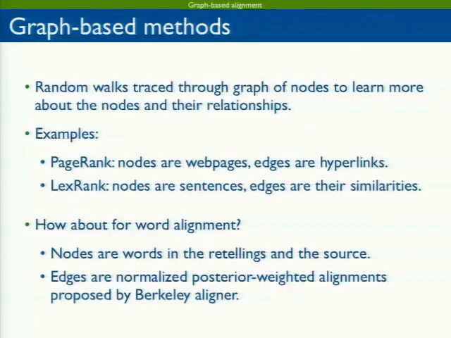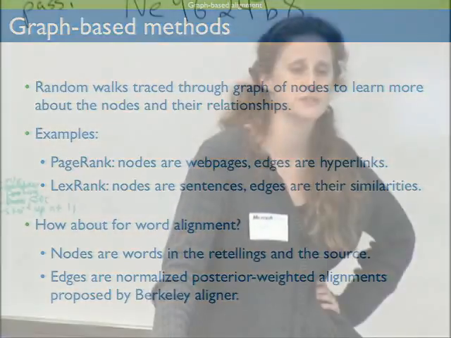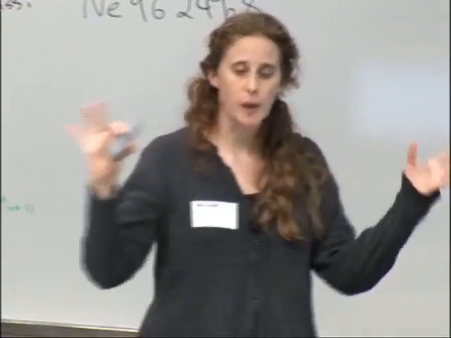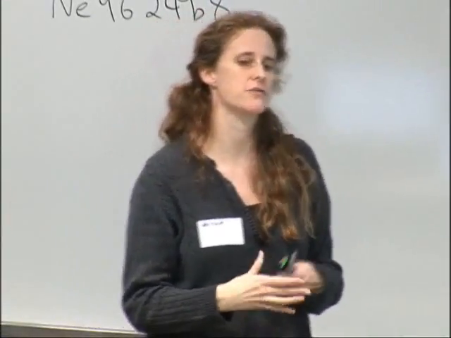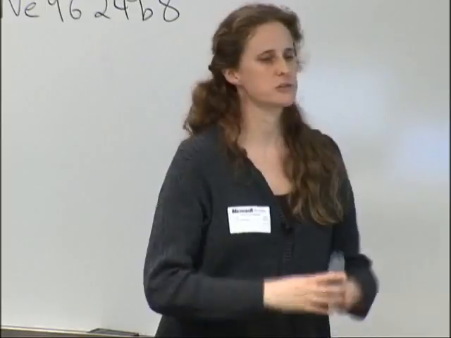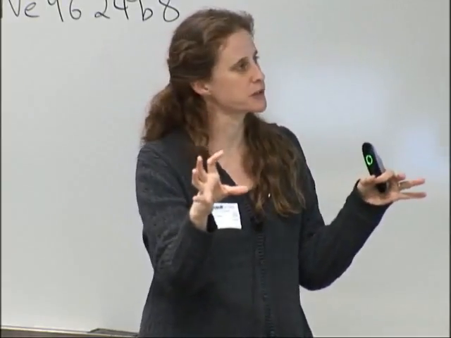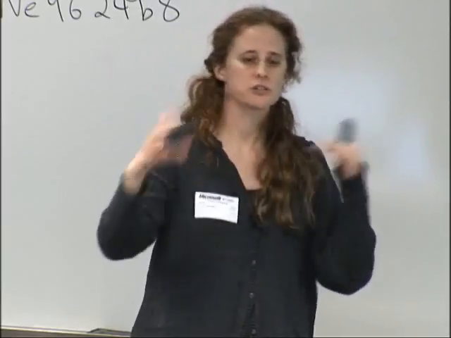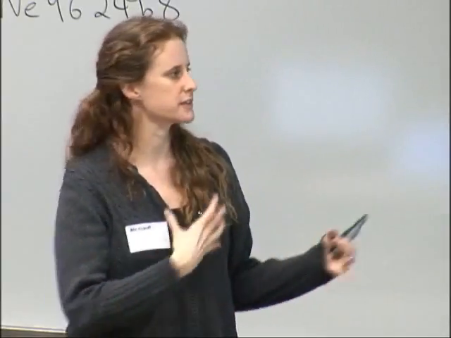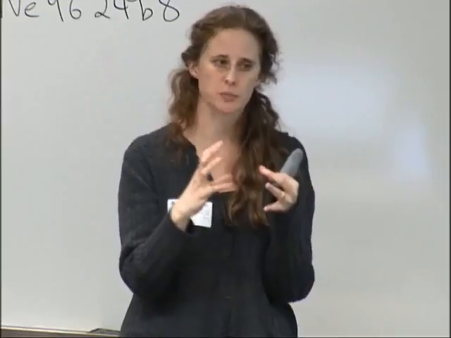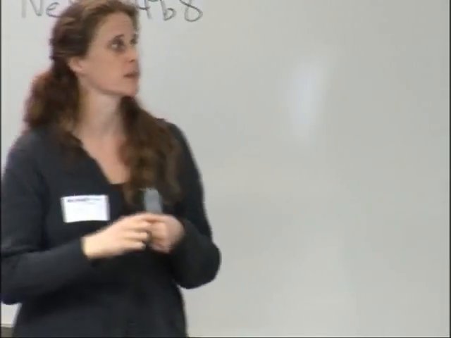So the idea we had was to use a graph-based method that uses random walks on graphs. So you probably all know about PageRank, Google's way of ranking web pages. And it has to do with you build this graph, and the nodes are web pages, and the edges are the hyperlinks between those web pages. And if you were to just walk around on the graph you created like that, the nodes that you end up on would be the more prestigious nodes, the more important nodes.